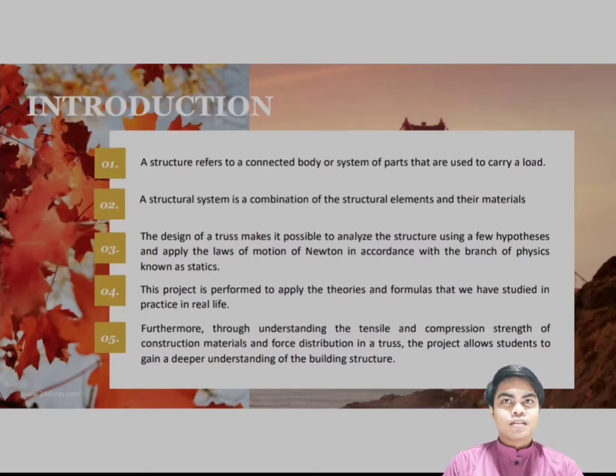First of all, structure refers to a connected body or system of parts that are used to carry a load. Buildings, bridges and towers are examples of civil engineering. Ships and aircraft frames, tanks, pressure vessels, mechanical systems and electrical support structures are examples of other engineering areas. A structural system is a combination of the structural elements and their material.